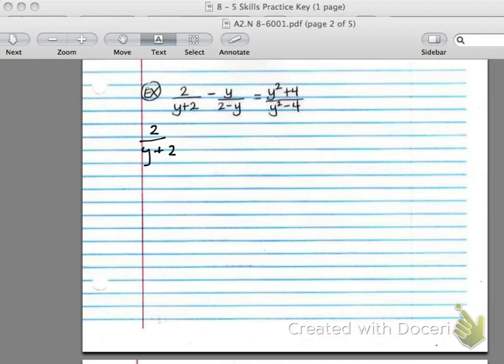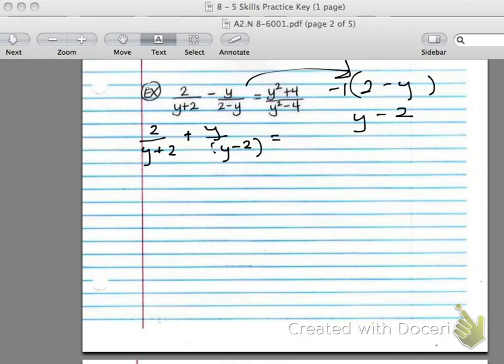Take out your negative 1. So I'm just going to take this over here real quick and make a little sidebar. So 2 minus y, take out your negative 1. When you take out your negative 1, it becomes y minus 2, right? So then I'm going to bring it back over here. So basically I end up with minus y over negative 1 times y minus 2. What's going to happen here? That's going to turn into plus y, so I can get rid of that negative 1, right? So now I have 2 divided by y plus 2 plus y divided by y minus 2. Okay?